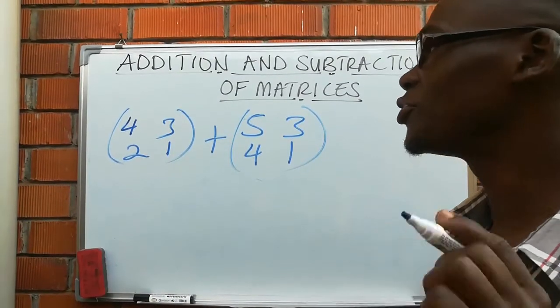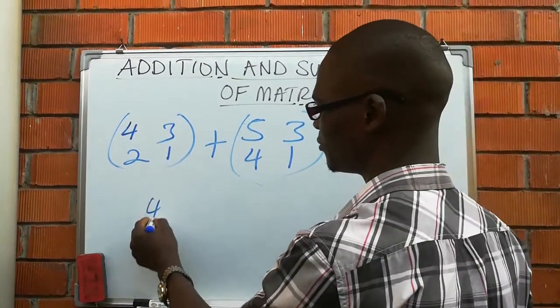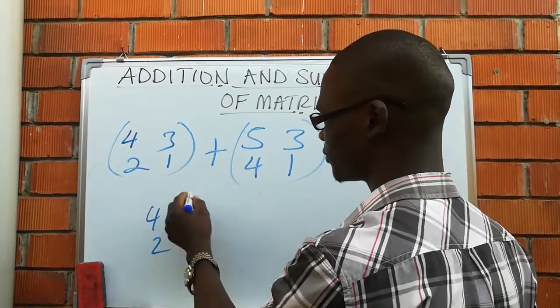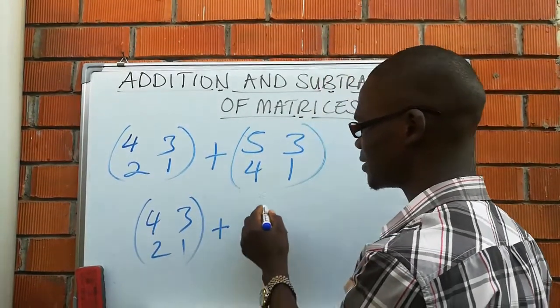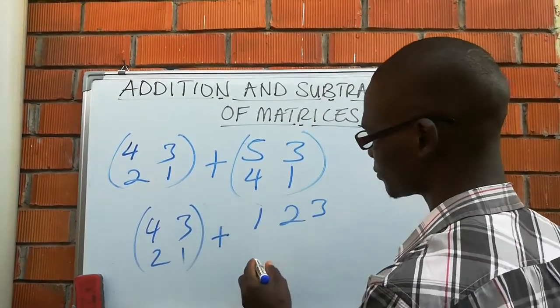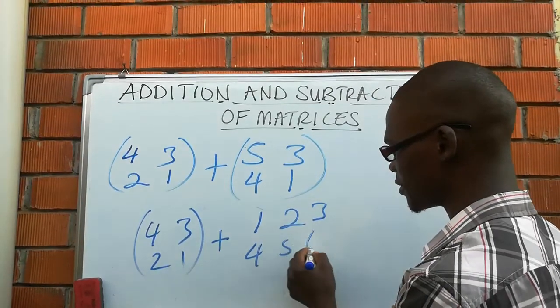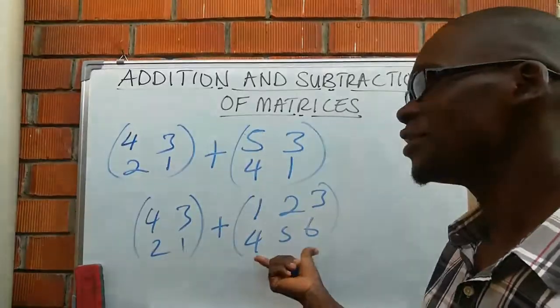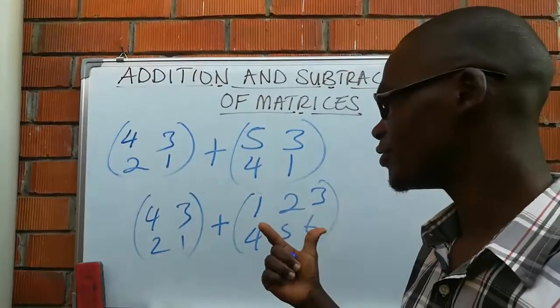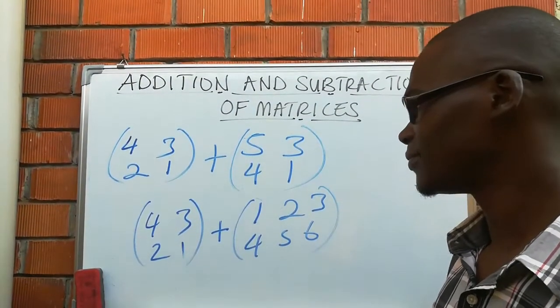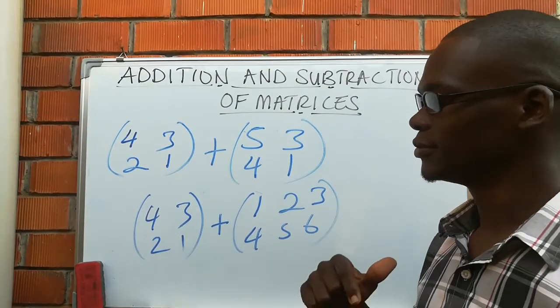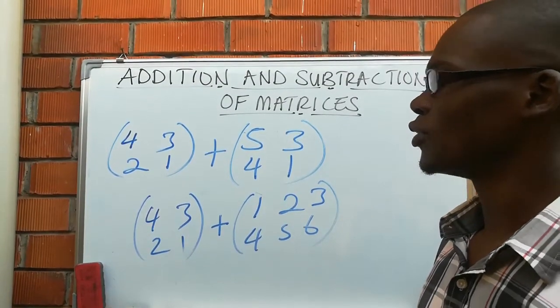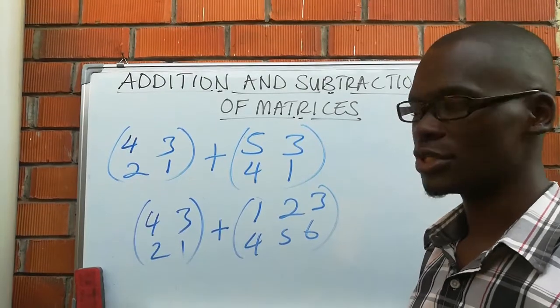But you cannot add 4, 3, 2, 1 plus 1, 2, 3, 4, 5, 6. These cannot be added. Reason being, they are of different orders, and in addition, we take corresponding positions.